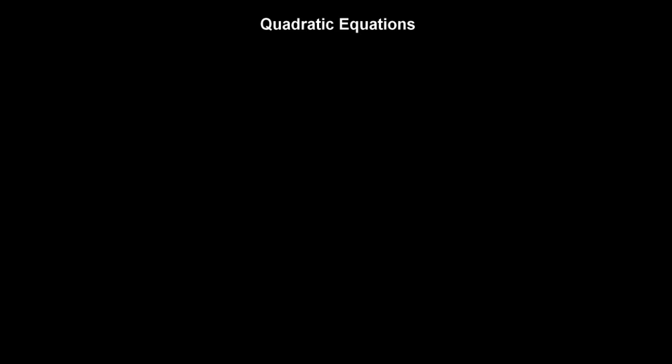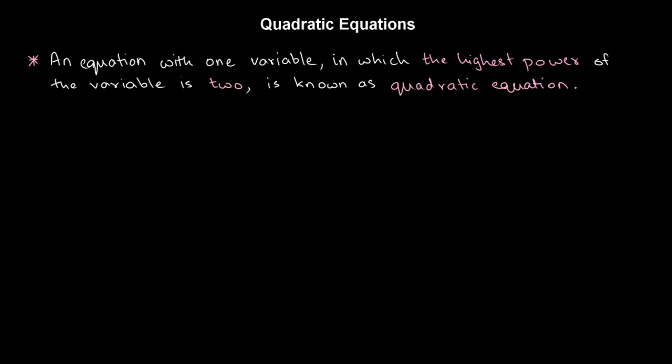Let's start with our discussion on the topic of quadratic equations. First, we'll look at the definition of a quadratic equation: an equation with one variable in which the highest power of the variable is 2 is known as a quadratic equation.